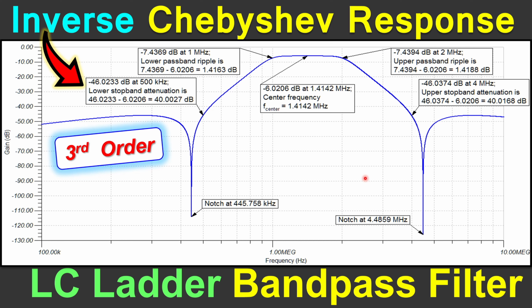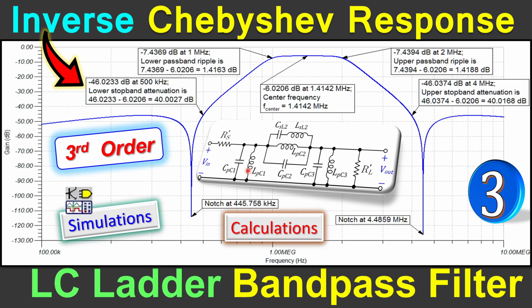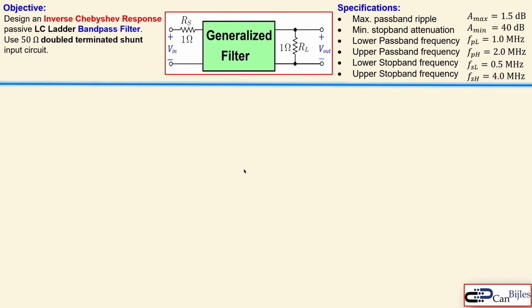Welcome back to a new video about inverse Chebyshev response design using an LC ladder configuration. We continue with this example 3 with a bandpass filter design. We will see that in the calculations step by step and also verify these in SPICE simulations. So let's look at our example.